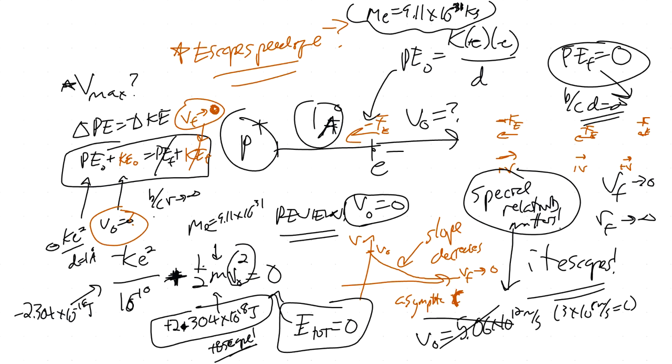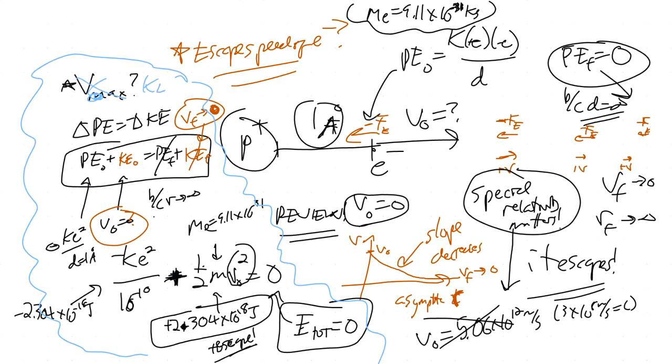The part I'm about to circle in blue, this part mattered the most, right? This was the most important thing. I'm solving for the initial velocity, but really I probably want to solve for the initial kinetic energy to escape. What is the escape energy necessary?